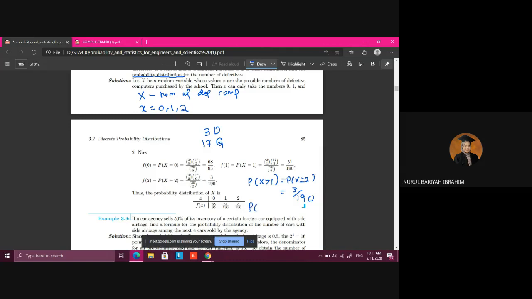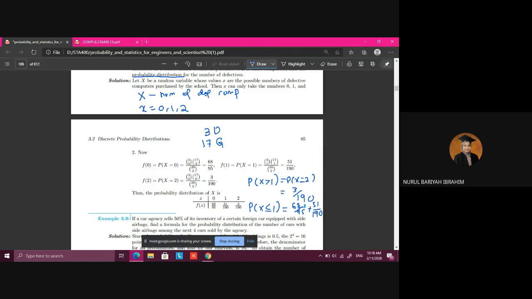You can also find the probability of X less than or equal to 1. So it will be probability of 0 plus 1, which is 68/95 plus 51/190. You add these two and you will get the answer. Okay, so once we have the probability distribution table, we can find the other probabilities.